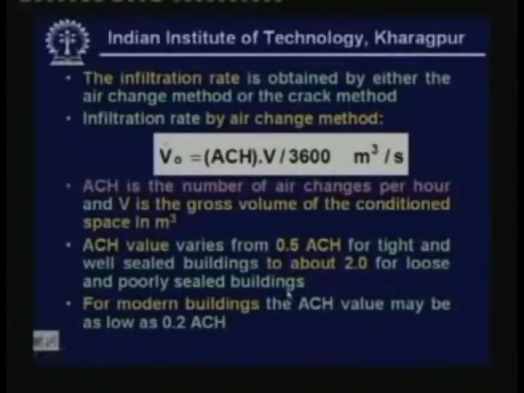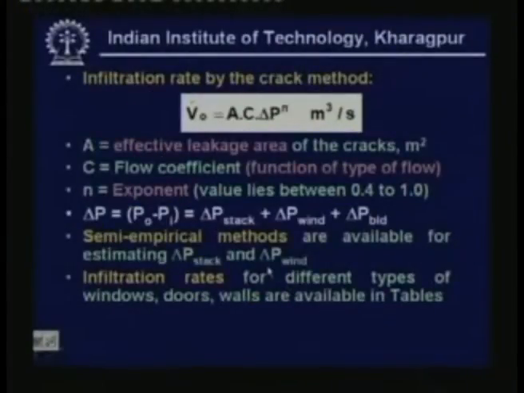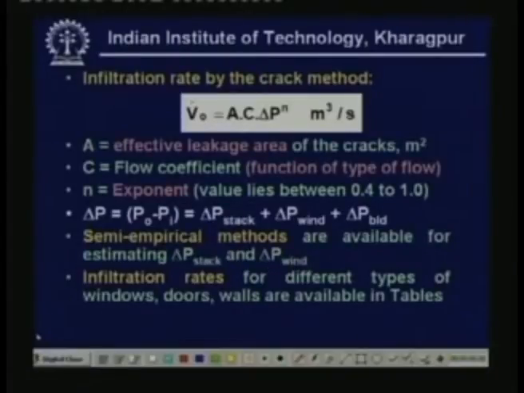The next method, as I said, is what is known as the infiltration rate by the crack method. This is given by the infiltration rate, in meter cube per second, equal to A into C into delta P to the power of n. What is A? A is what is known as the effective leakage area of the cracks.